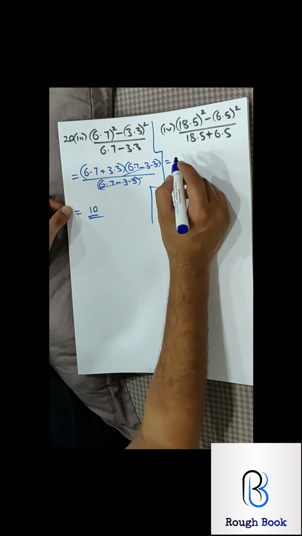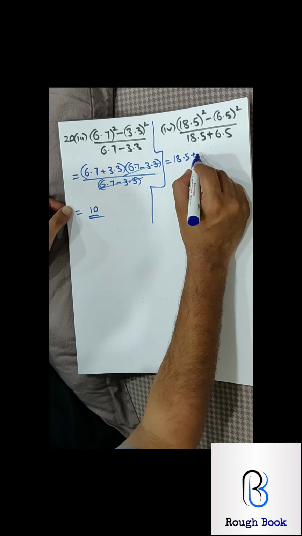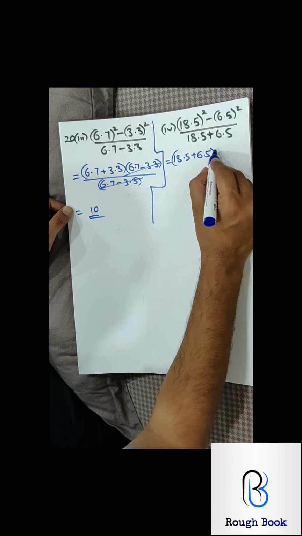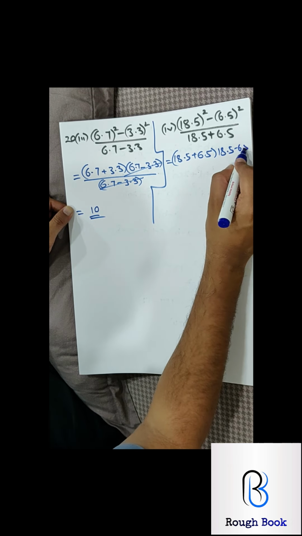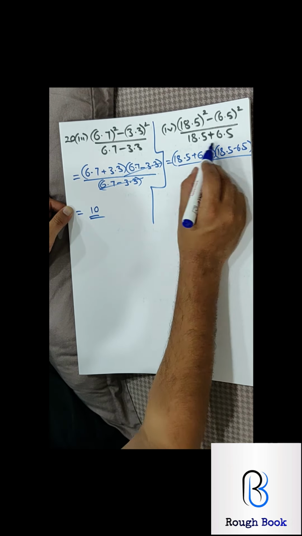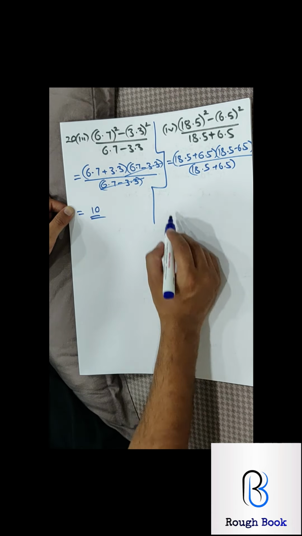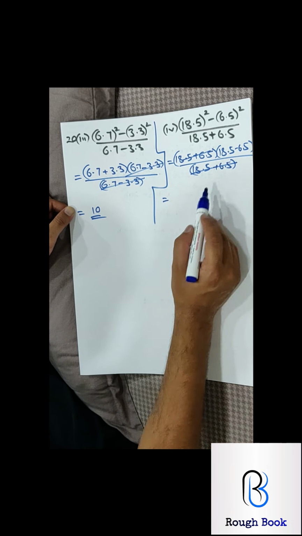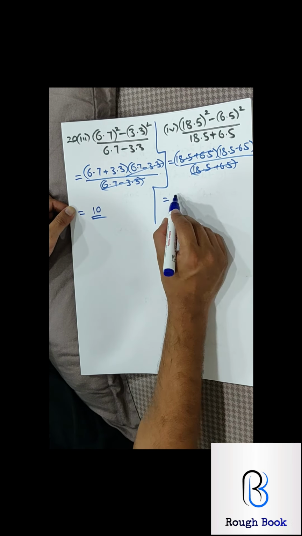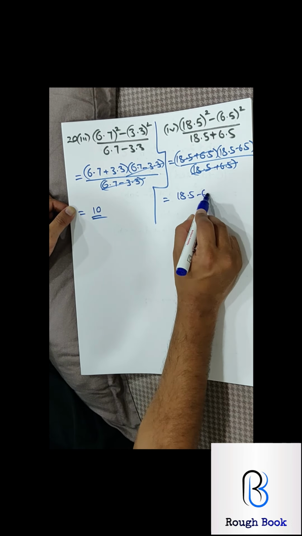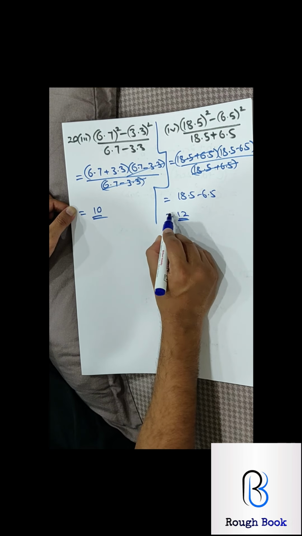Yeah. Likewise, you are going to apply here a plus b and a minus b upon 18.5 plus 6.5. Again, this is getting cancelled. So I get 12 straight away as my answer, 18.5 minus 6.5 becoming 12.